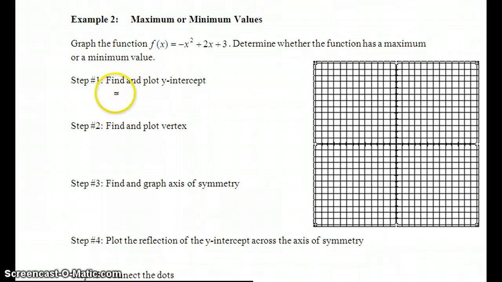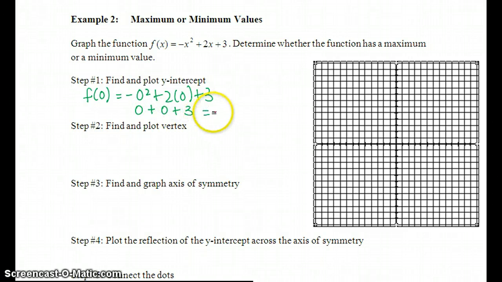But we're going to start by finding and plotting the y-intercept. And remember, that's when we plug in 0 for x. That's going to give me 0 plus 0 plus 3. So 3 is my y-intercept. I'm going to go on the y-axis up to 3, and I'm going to plot that point. Then I'm going to find and plot the vertex.